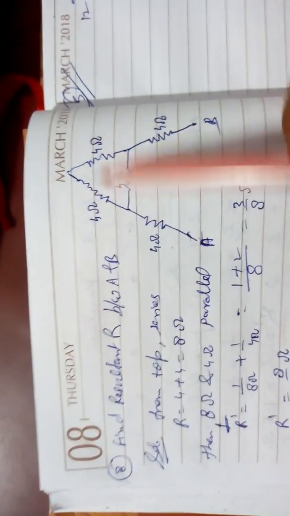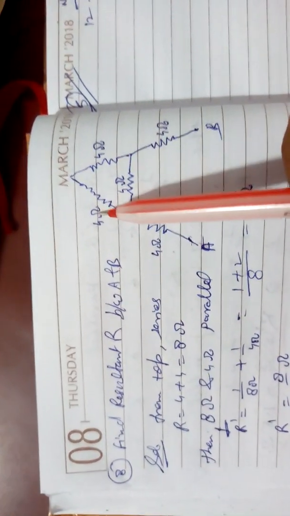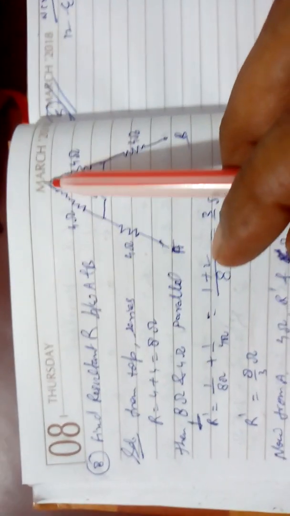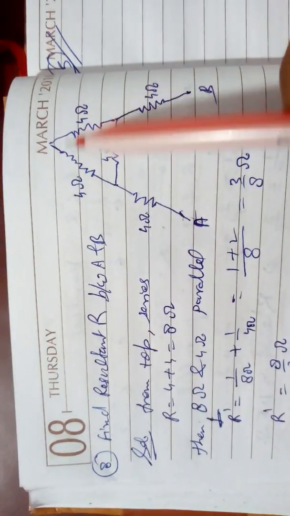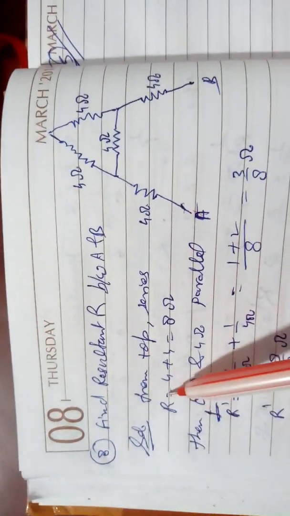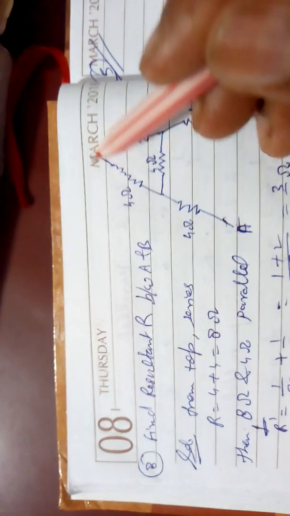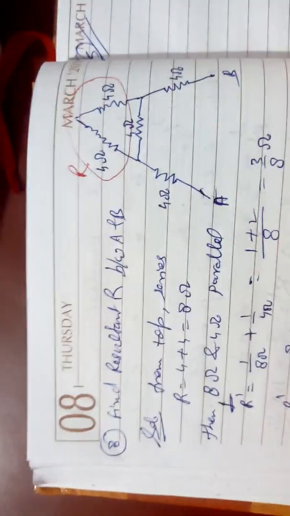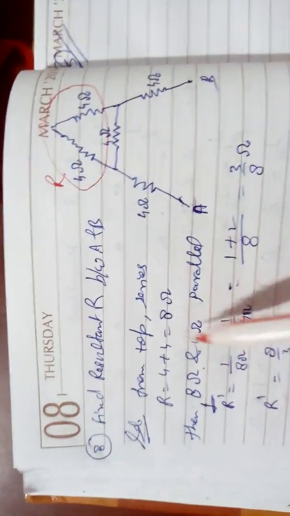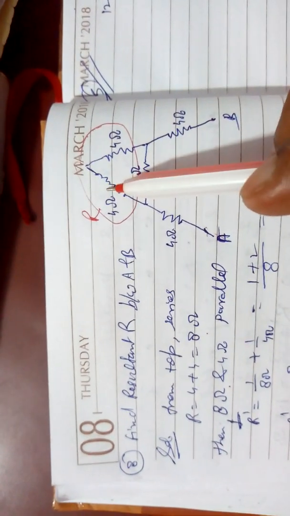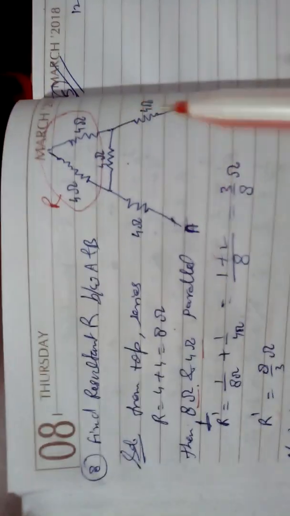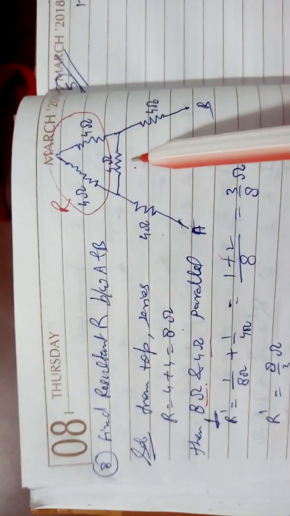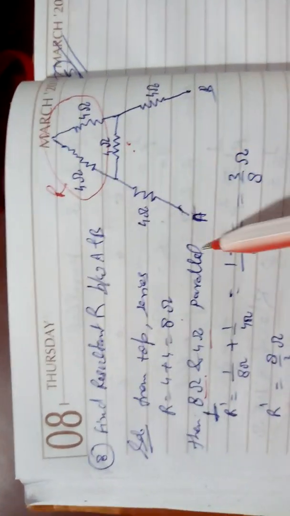But first of all, these two are parallel with this. First of all, we take from the top: these two, 4 and 4, are in series. So these two give you R, 4 plus 4, 8 ohm. These two also give you 8 ohm. Now 8 ohm and 4 ohm are in parallel. The resultant of these two and this are in parallel.